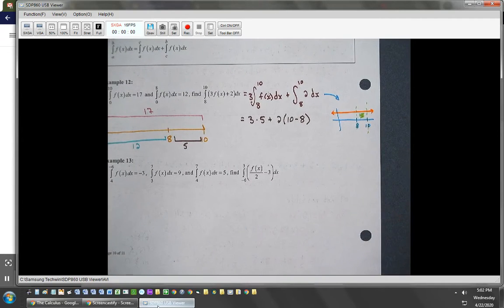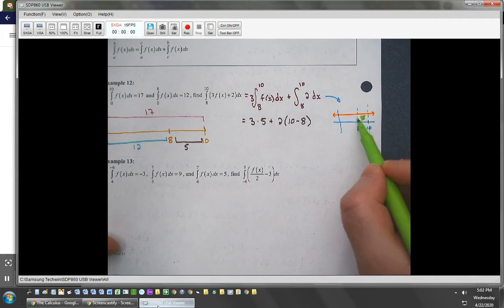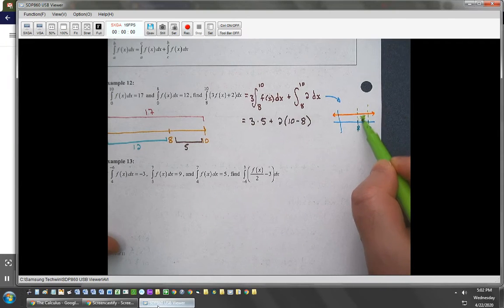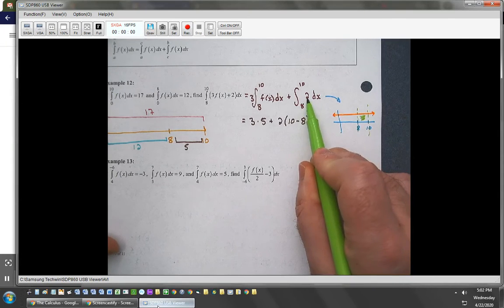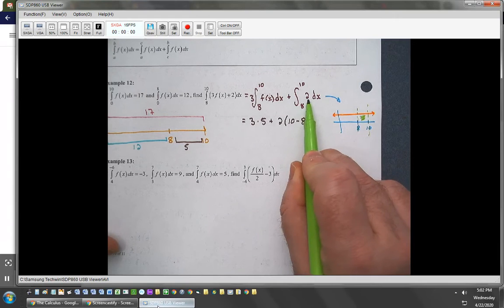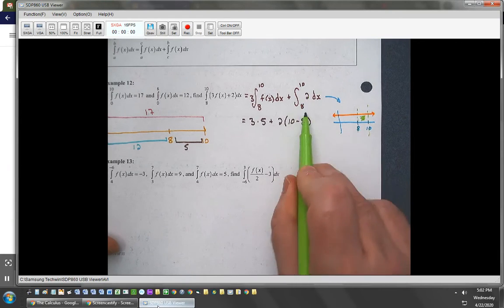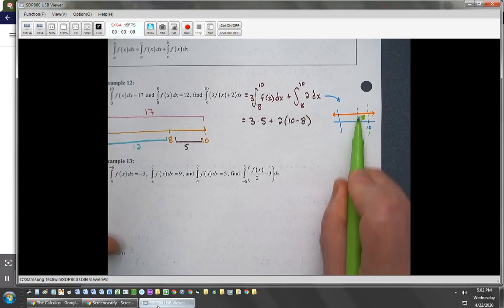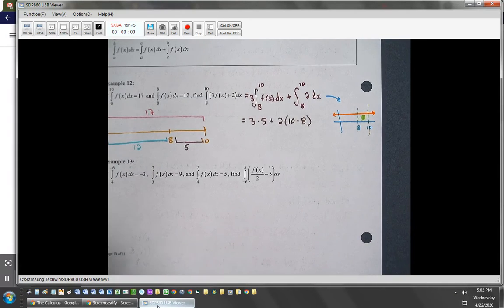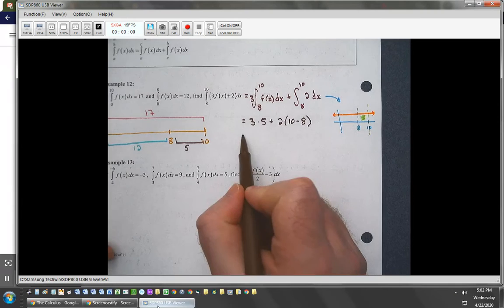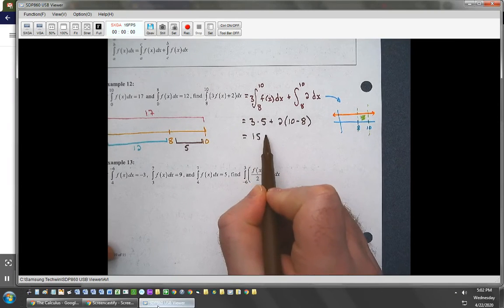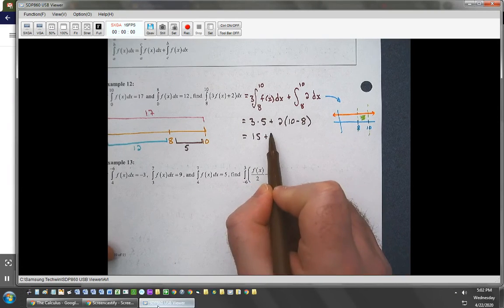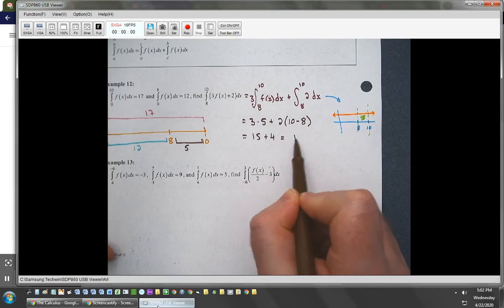Now that's easy. That's a rectangle, right? This is why this is such a nice shortcut. How tall is that rectangle? It's going to be whatever this function is. All those function values are the same. How wide it is is going to be whatever the gap is in between those two. So this is a distance of 2, that's a height of 2. That's how I calculated my area. That's 15, plus 2 times 2, which is 4. So I ended up with 19.